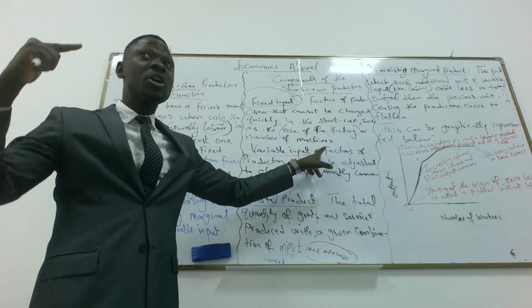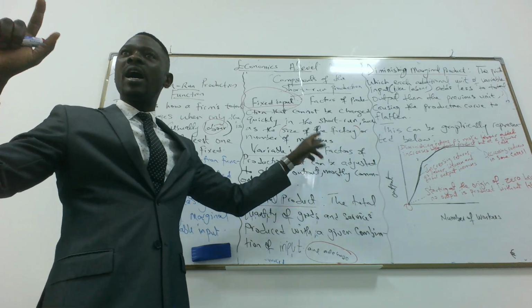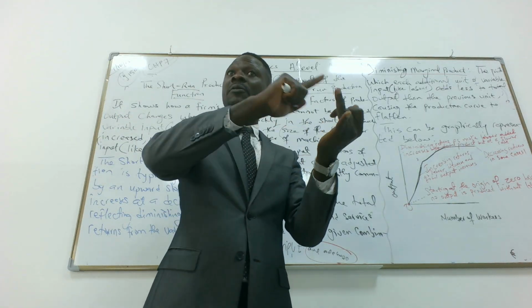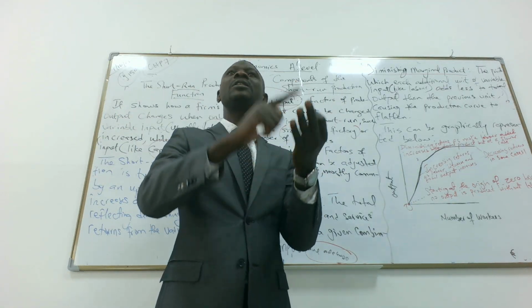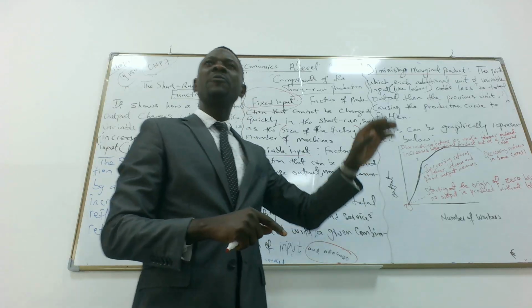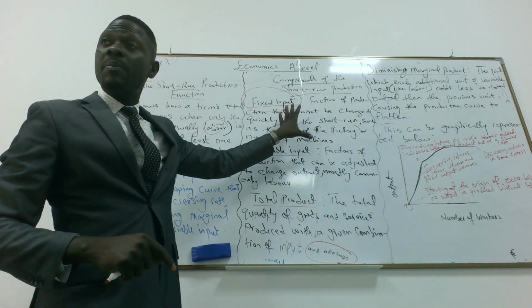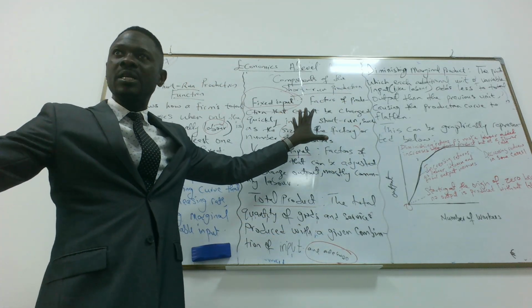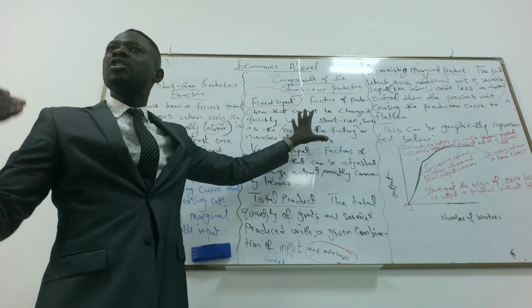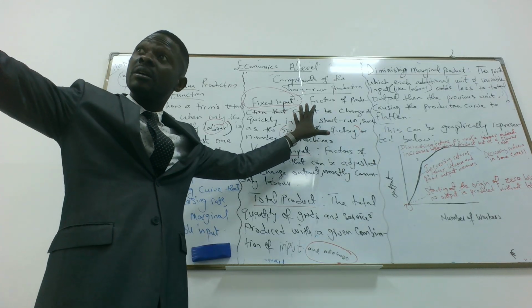Because we're talking about the short run. And remember, the short run has the fixed input, the variable input, the total product, and the diminishing marginal product. So for the fixed input, we're simply talking about the capital, which cannot be changed quickly within a short period of time. Are you with me?